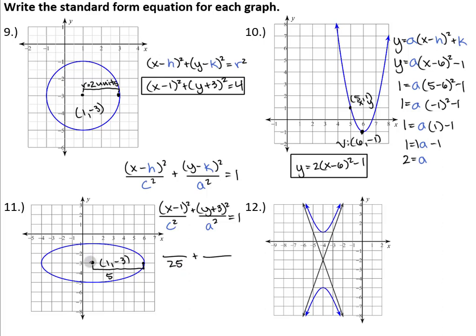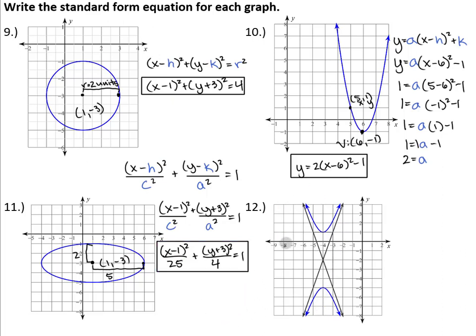Okay, likewise, our a value here is in the vertical direction, and that is 2 units in length. So that is the value of a, and a squared is 4. So there we go, we've got everything plugged in. Here is the equation of our ellipse in standard form.